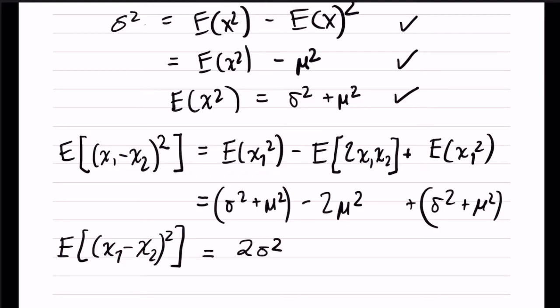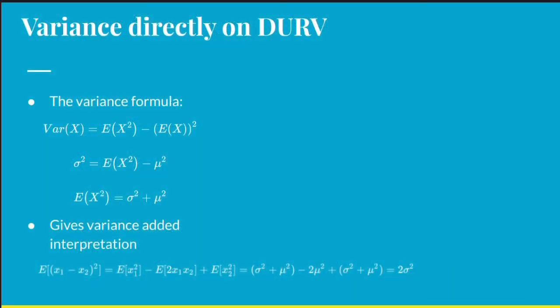So what that means is that the variance is equal to half of the expected value of the square of the difference between any two random samples. So now we have another interpretation for what variance is.